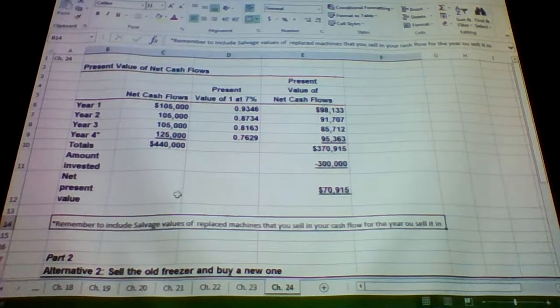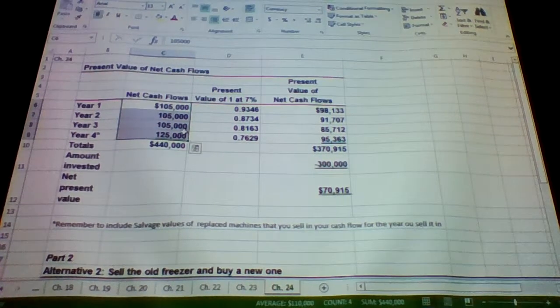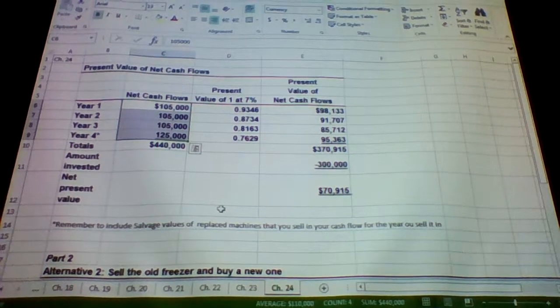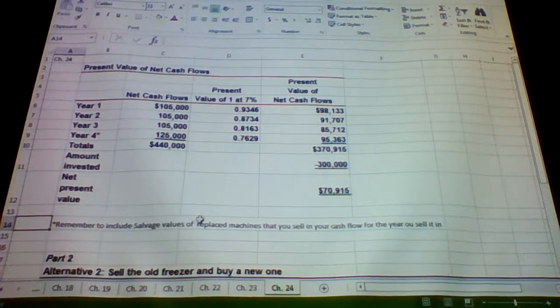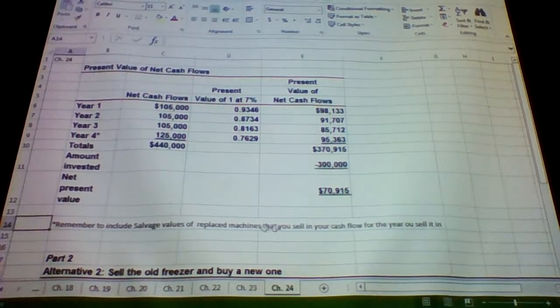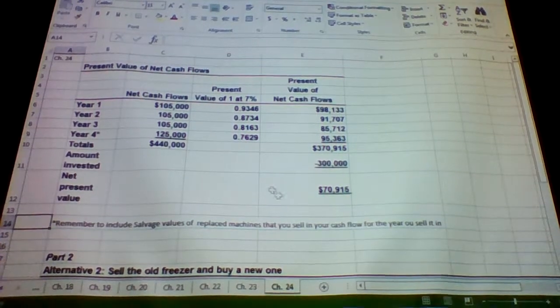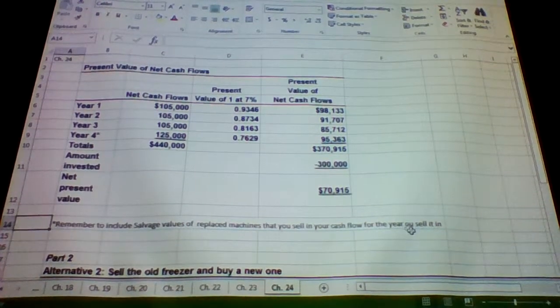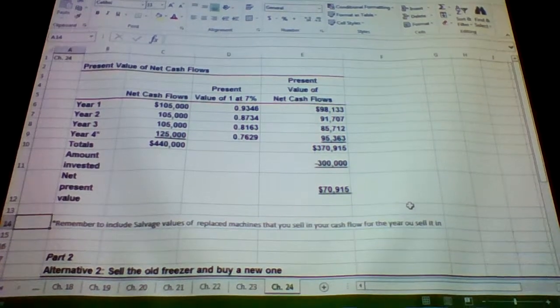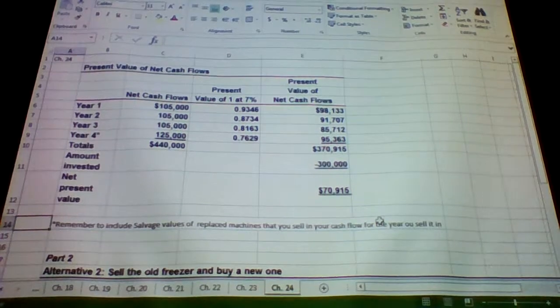It is very important to remember in your cash flows here that you include the machine that you're making that decision to buy or scrap or sell, but it's important to remember to include the salvage value of the replaced machines that you sell in your cash flow for the year you sell it. I could pretend I'm from Oklahoma University, but I've already told you I'm from UAB, so that doesn't really work as an excuse. I messed up.